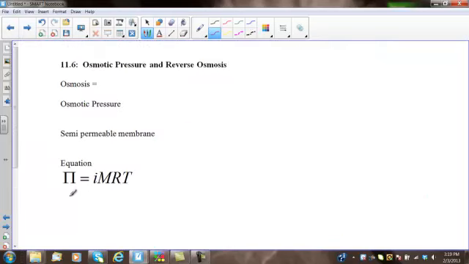Osmotic pressure. Well, you should all recall what osmosis is from living environment. It's the flow of something through a semipermeable membrane. In cases of chemistry, it's the flow of a solvent through a semipermeable membrane.